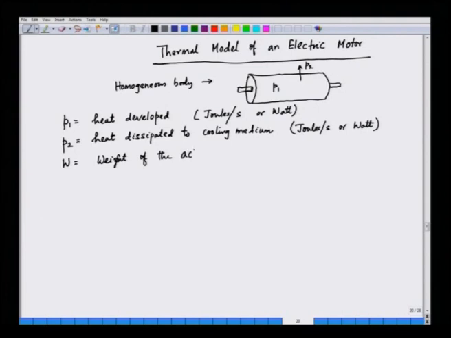Weight of the active part of the machine, and that is basically in kg. And A is the cooling surface.